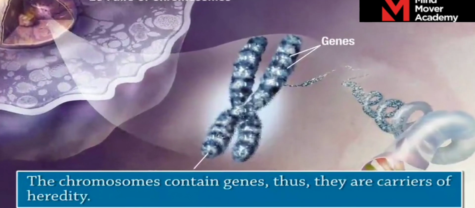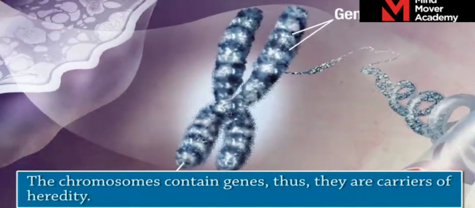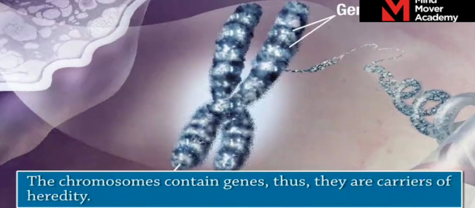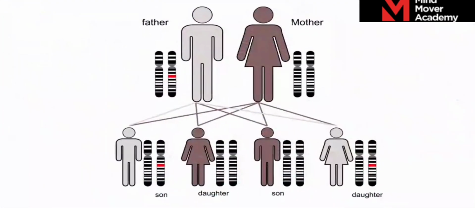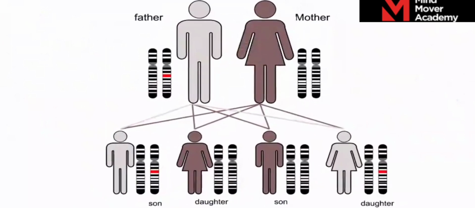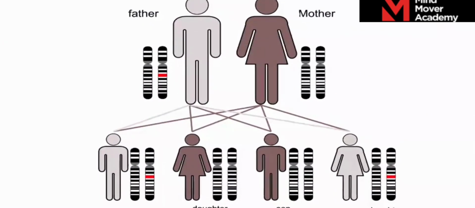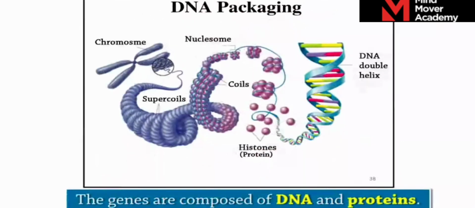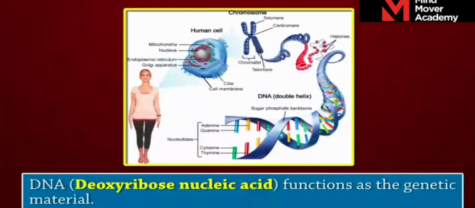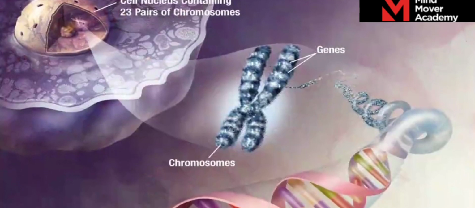The chromosomes contain genes, thus they are carriers of heredity. The characteristics travel from parents to the offsprings in the form of genes situated on the chromosomes. The genes are composed of DNA and proteins. DNA, or deoxyribose nucleic acid, functions as the genetic material. It forms the chemical basis of heredity.